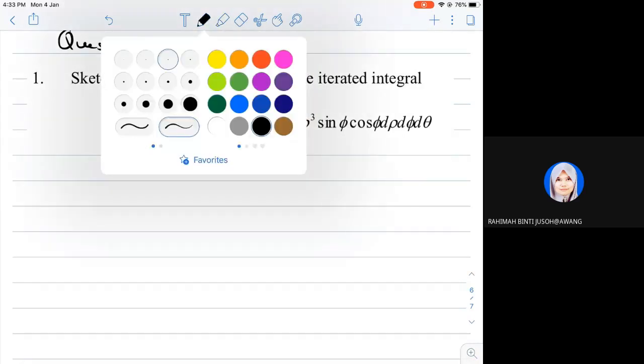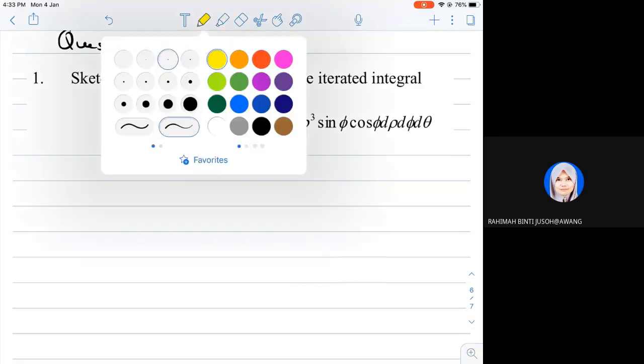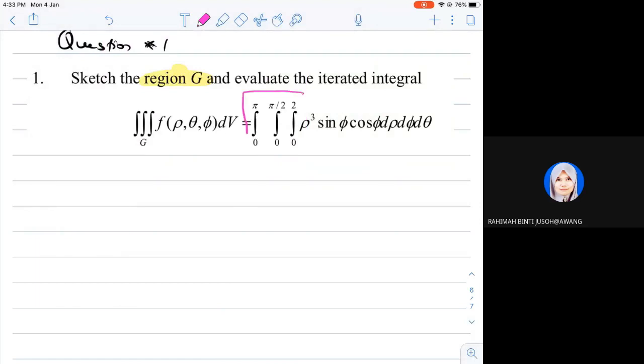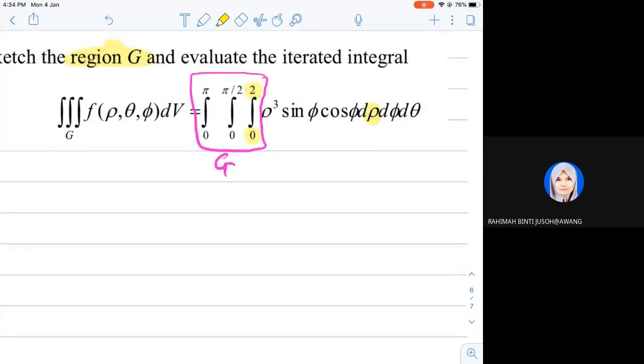First of all, in order to sketch the region G, the region G comes from the limits. Look at the limits; that is your region G. The limit of rho is from 0 until 2, so we know that rho equals 2. This is not P, this is rho.